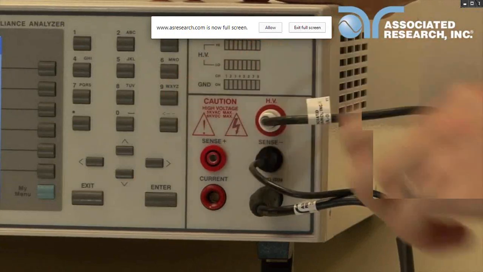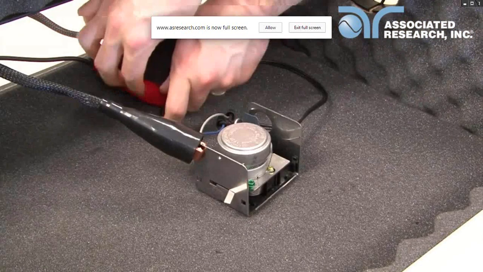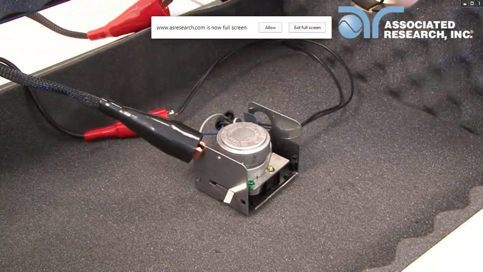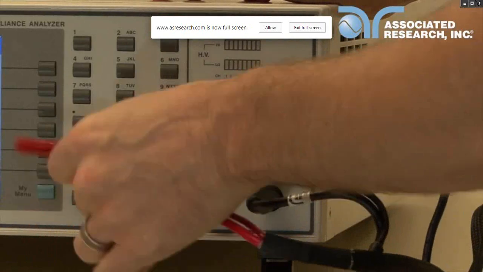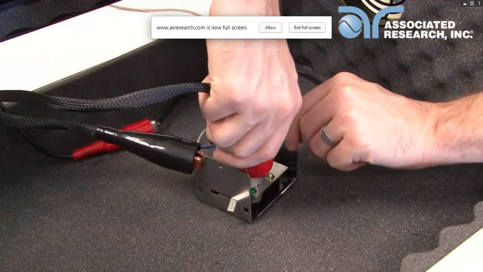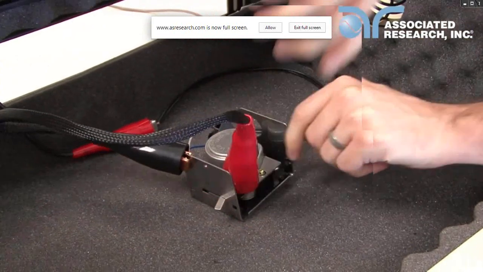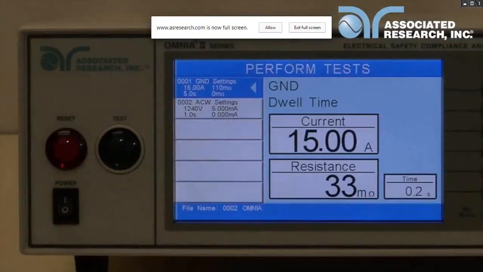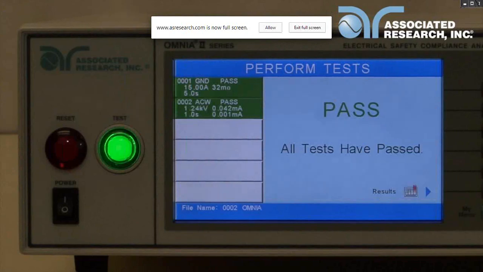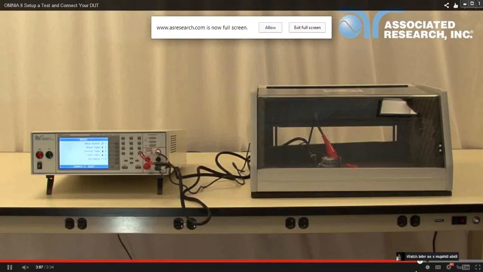Next, we're going to connect the high voltage output lead. Now this is what applies the high voltage to the mains. As you can see, the mains input of this DUT are shorted and the high voltage is connected to the mains inputs. And here is the high current lead used for the ground bond test, and this is connected to the ground of the product. The test is initiated. A current of 15 amps flows through the device under test, and let me just go back here a little bit.